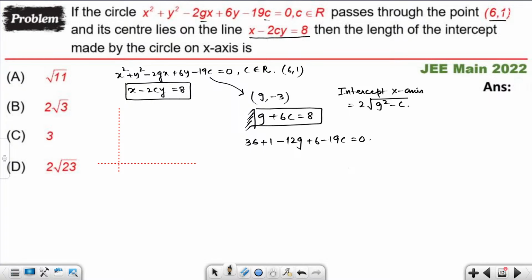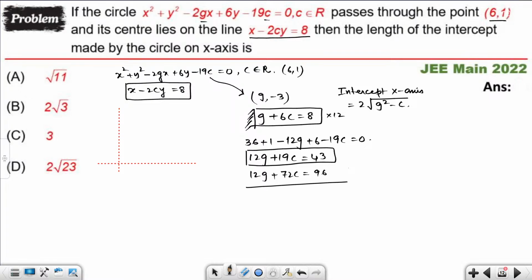So we are getting 12g plus 19c equals 43, right? So now we have to solve this equation and this equation to get the values of g and c. So let me multiply this equation with 12. So we are having 12g, 72c, 96. So let me subtract.